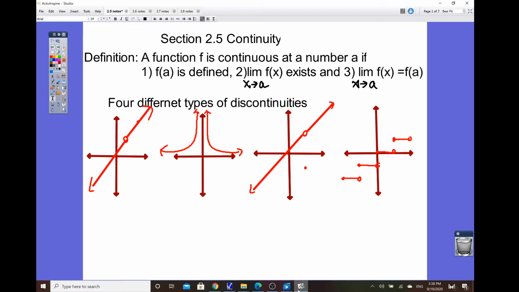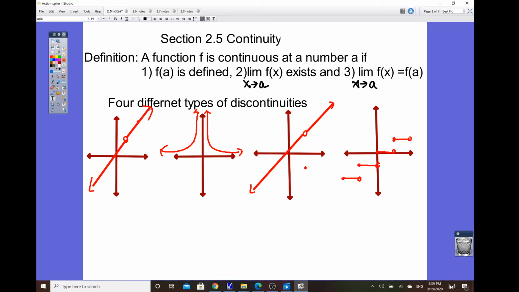Once we satisfy those three conditions, that means the function must be continuous at x equals a. If one of those conditions fails, that means the function is not considered continuous at that position, at the value of x equals a. If the function is not continuous, then it is considered discontinuous. We have four different types of discontinuities.